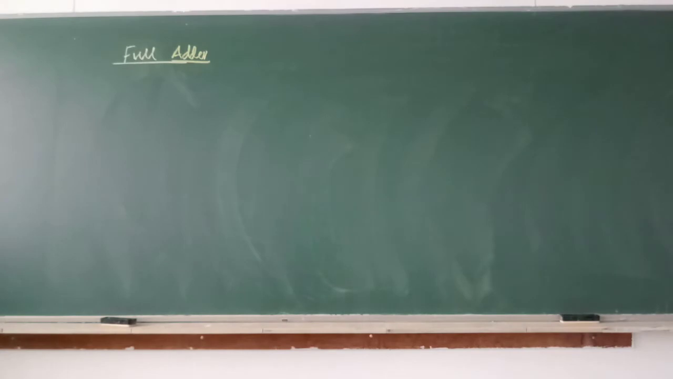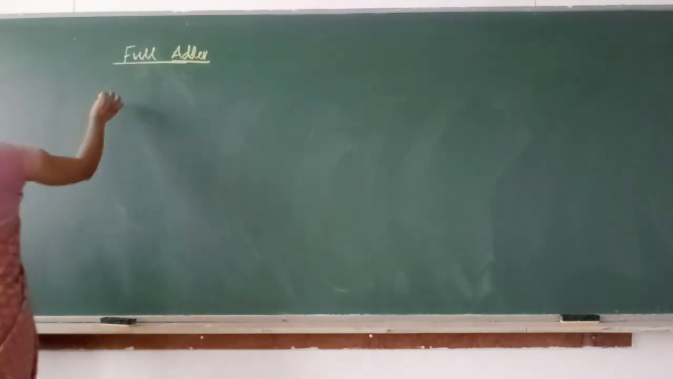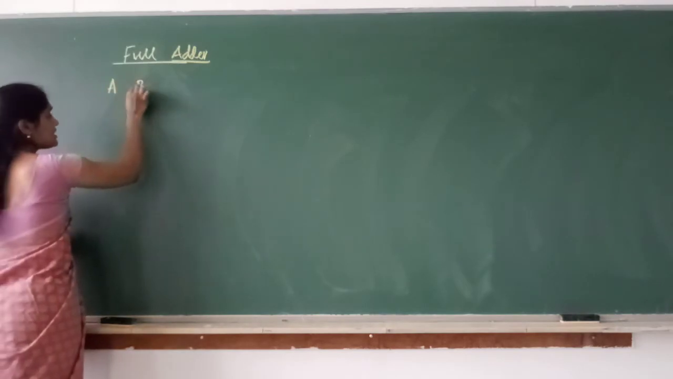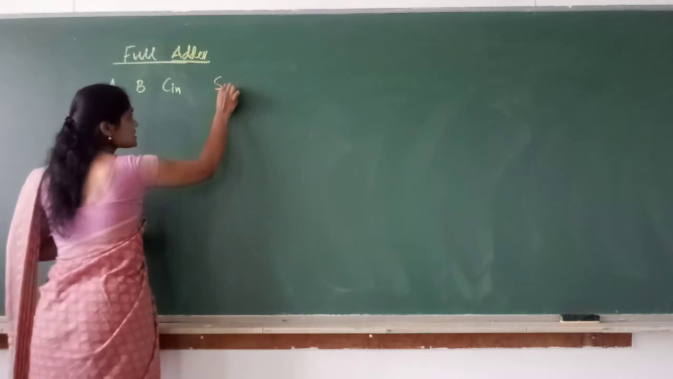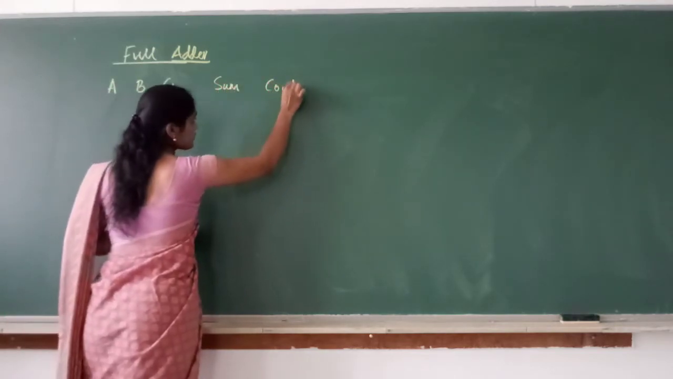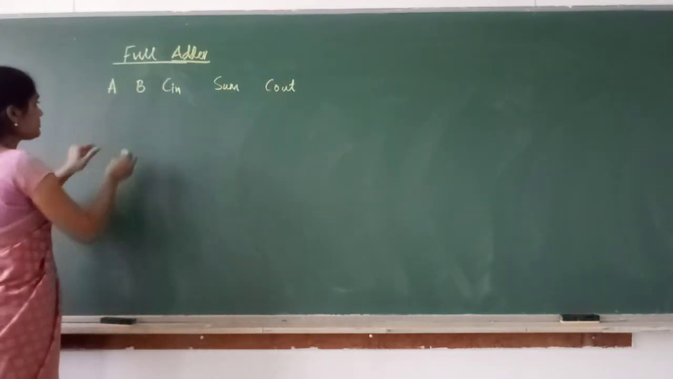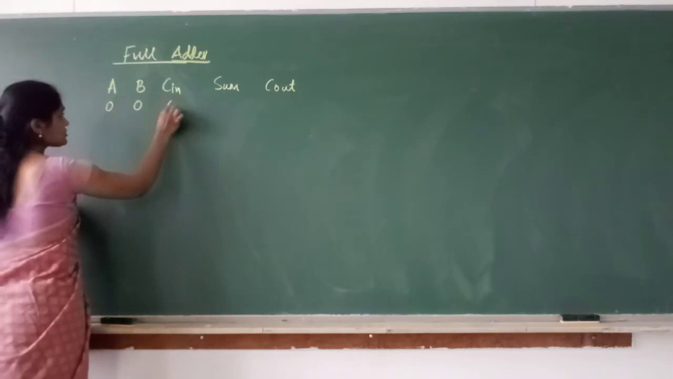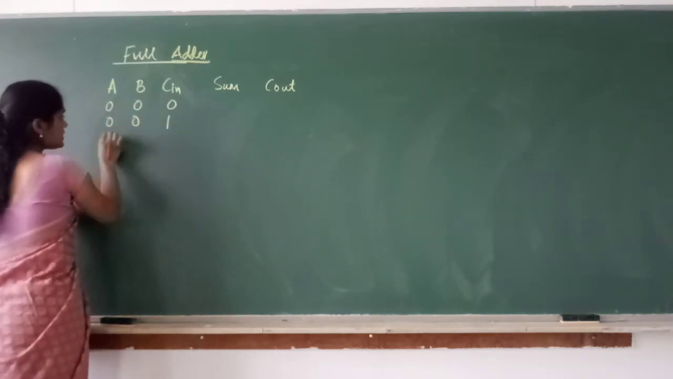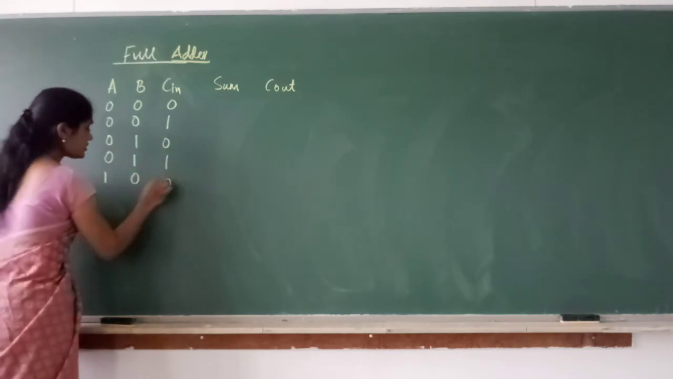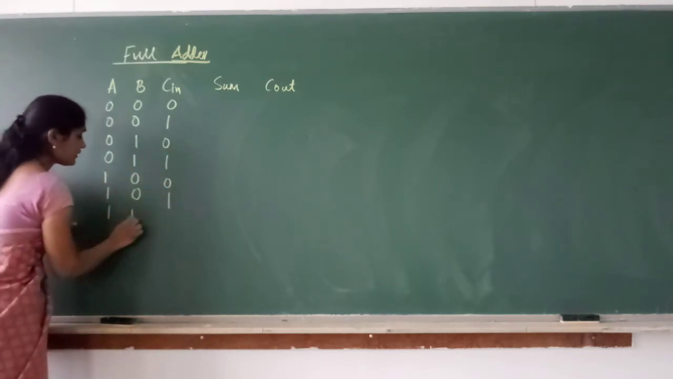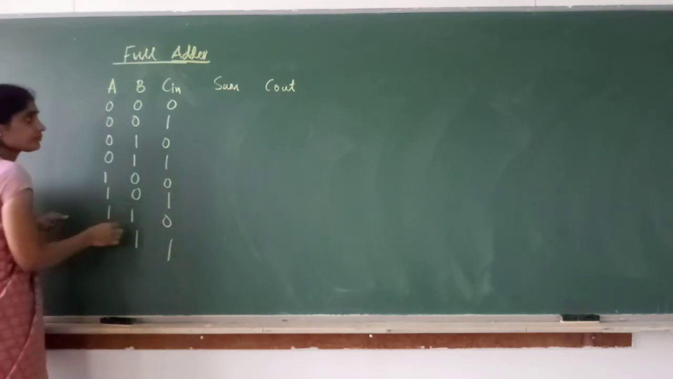So next we have the full adder. I'll write the truth table for the full adder. How many bits? A, B, C in (carry in), and 2 outputs, sum and carry out. So with 3 inputs, we have 8 combinations: 000, 001, 010, 011, 100, 101, 110, 111.